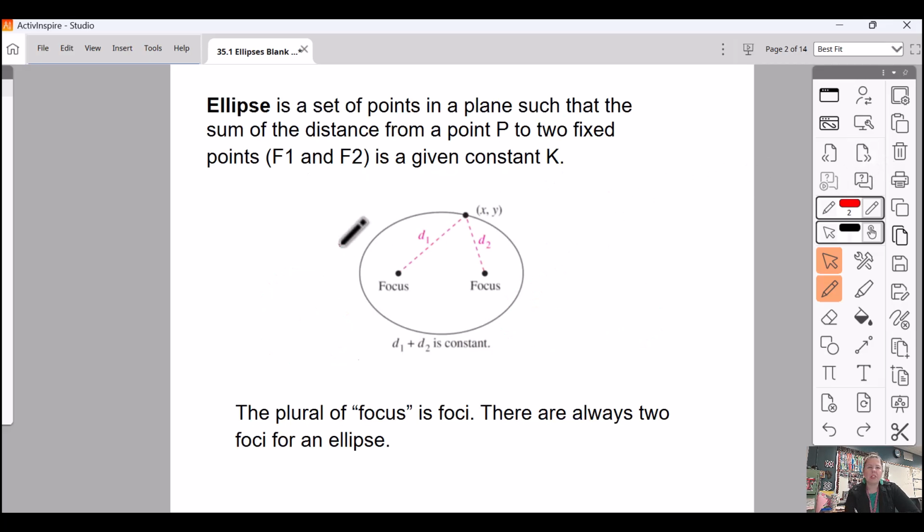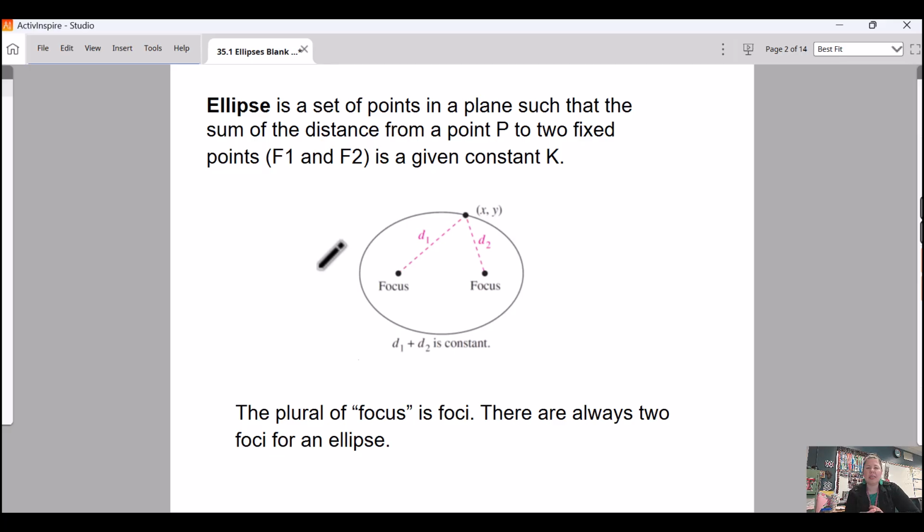All right, so the ellipse is a set of points in a plane such that the sum of the distance from a point P to two fixed points F1 and F2 is a given constant. So basically what this means is that D1 plus D2 is always the same number.